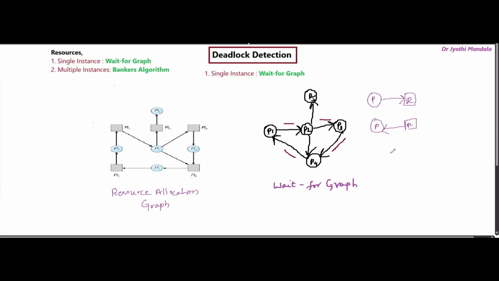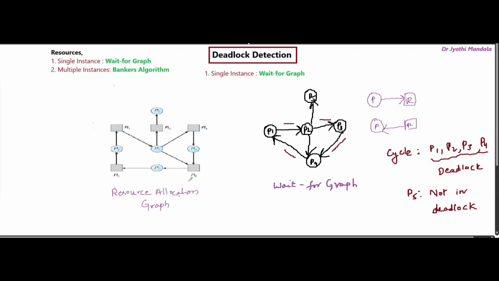So if there is a cycle, then all the processes involved in that cycle are creating a deadlock. So in our example, what are all the processes? P1, P2, P3 and P4 are creating a cycle. That means these processes are in deadlock. These processes are in deadlock. But if you see P5, it is not in that cycle. So it is not in deadlock. So only some processes will be in deadlock, some processes may not be in deadlock. That case may also arise.